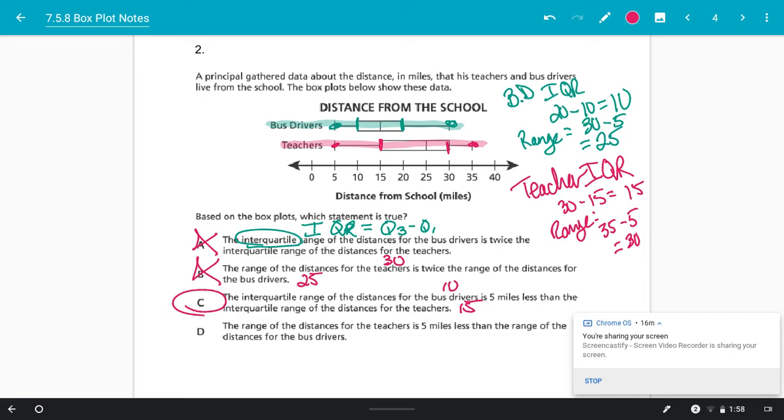D as well. The range of the distances for the teachers is 5 miles less than the range of the distances for the bus drivers. So it's asking for teachers' range, which was 30. Is that 5 miles less than 25? No. This one we have to be very careful with because if they switched it, it would have been true. But since it's saying teachers is 5 miles less than the drivers, that's out.